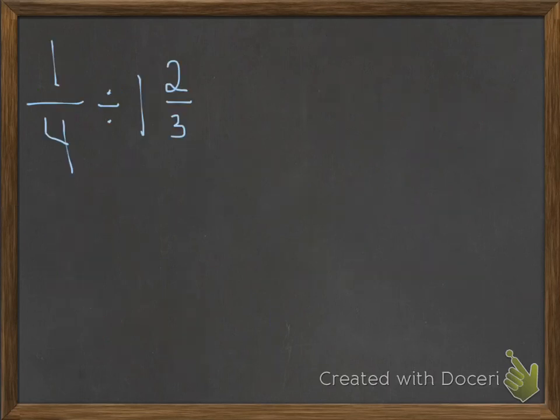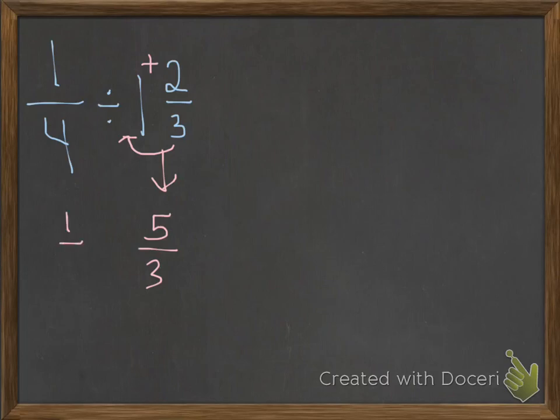Okay, last one. Sometimes you'll see a mixed number as either the first or second part of the expression. Before you do the division, you want to make sure you change that mixed number into an improper fraction. So here we have 1/4 divided by 1 2/3. 1 2/3 we want to change into an improper fraction, which would just be 5/3. If you remember those rules, 1 times 3 plus your numerator, and your denominator always stays the same.